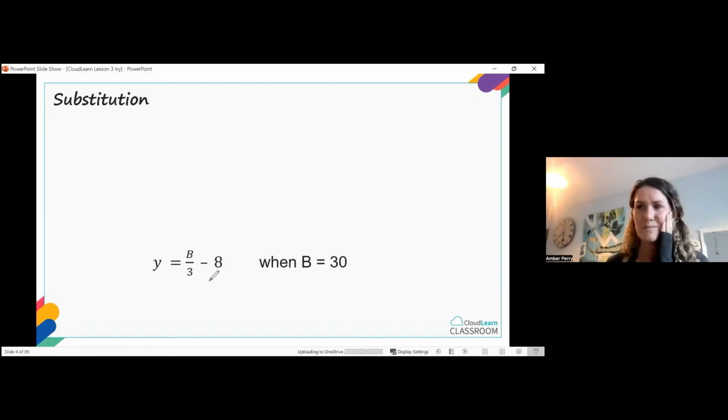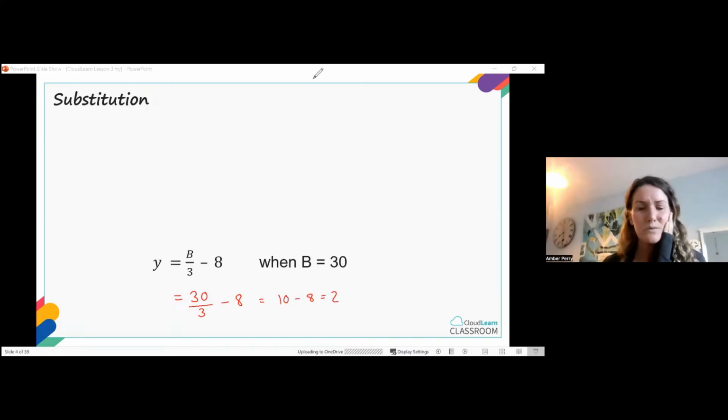Brilliant, really quick, well done. Well done, Tabitha, well done, Semsi, good. Some correct answers in there. So substituting that 30 into that fraction, 30 divided by 3, take away the 8 there. We have got 10 minus 8, which is 2.